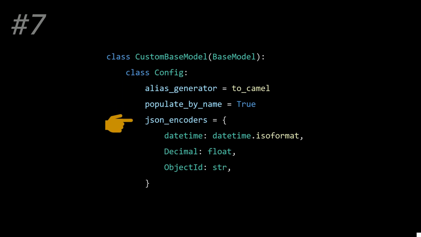Another common use case is simplifying JSON encoding when returning data. If you try to return a datetime or decimal object, you will get an encoding error. So define your encoders globally. You can format datetime objects as strings, convert decimal to float, and if you are working with MongoDB, convert ObjectId instances to strings.